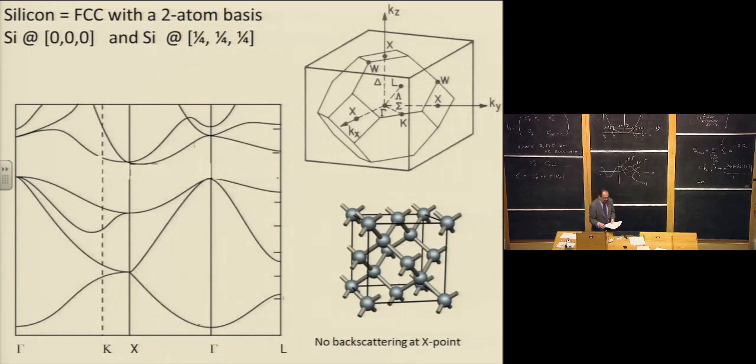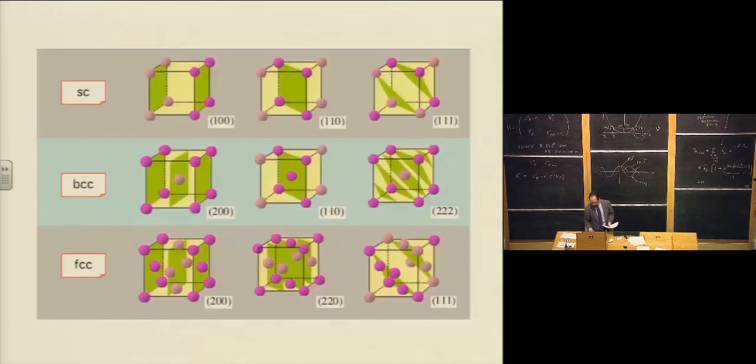And this physics actually occurs for X-rays in silicon. There's no scattering of X-rays for silicon in the 2, 0, 0 direction. It occurs for electrons. There's no backscattering at the X point for electrons in silicon. It also occurs for phonons.